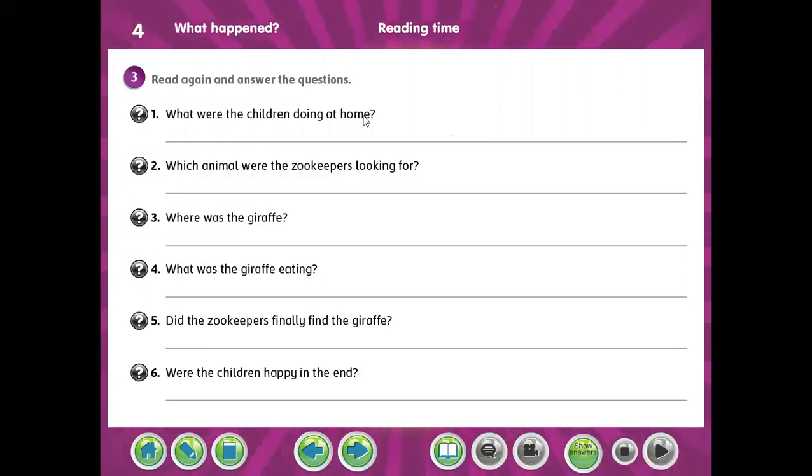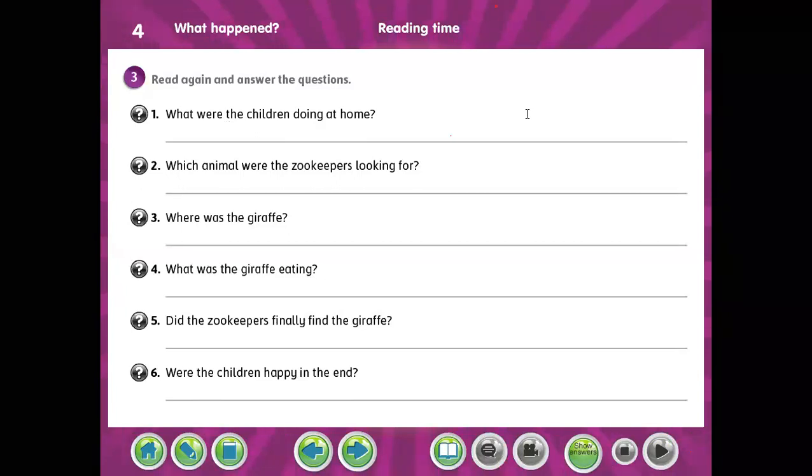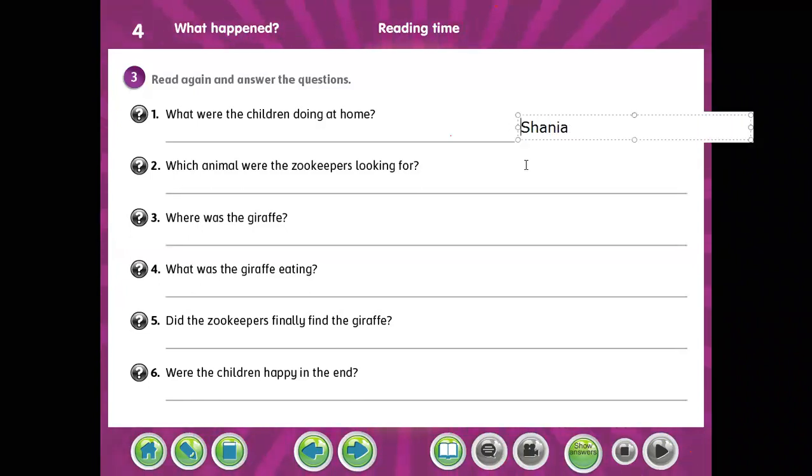What were the children doing at home? Which animal were the zookeepers looking for? Where was the giraffe? What was the giraffe eating? Did the zookeepers finally find the giraffe? This is yes or no. And were the children happy in the end? The same, yes or no. 5 minutes, please. Complete in your book, okay? Some students are going to answer these questions. I'm going to write the names.